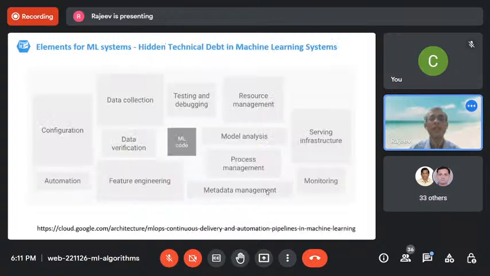Now let us look at the hidden technical debt. This was a Google paper which was published a few years back. If you look here, the ML code is in the middle and it's a very small portion. There are many more things, because when you talk about machine learning, it is learning from the data. So obviously things like data collection, data verification, quality assurance, data lineage, so many things come into the picture, feature engineering.